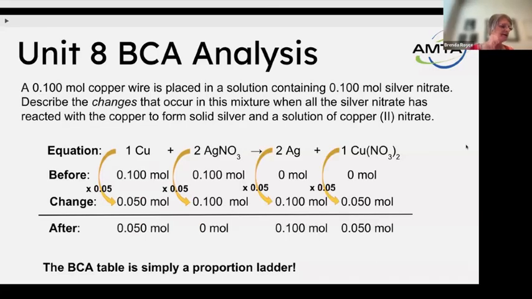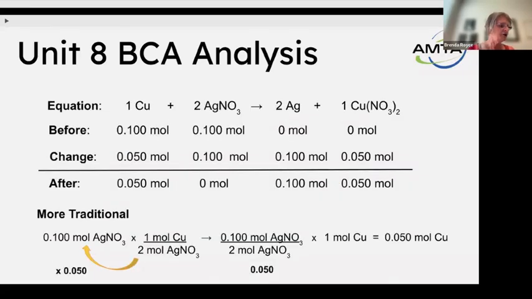Now we simply apply the same multiplier to every other coefficient to maintain the proportional relationship within the reaction. The BCA table is just a giant proportion ladder. The more traditional approach upon inspection reveals the multiplier of 0.05 for silver nitrate. This keeps reinforcing the idea that proportionality means all related quantities change by the same multiplier.